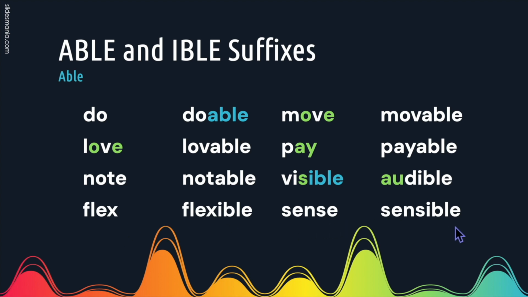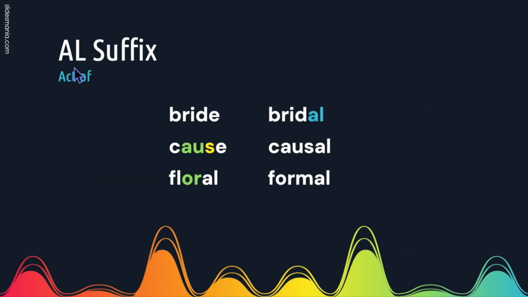Sense, sensible. Notice that this word ends in an E, but when we add the suffix ible, we drop the E. The suffix al is pronounced ul at the end of a word. Here we have the word bride, bridal. The suffix al means act of, so bridal would have something to do with the act of being a bride. AU says ah, this S will have its second sound of Z. Cause, causal. So something that is causal will be part of the act of causing something. OR says or, floral, formal.